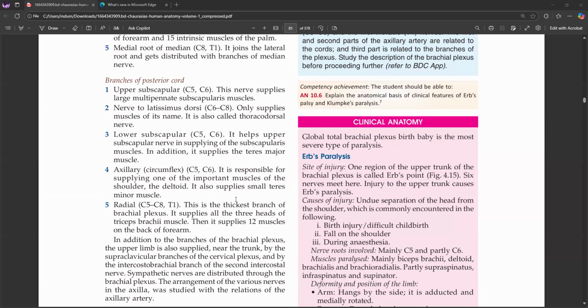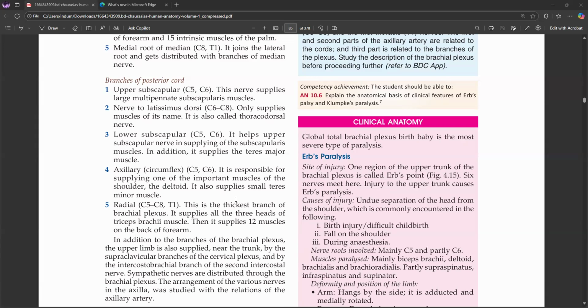Number 3, lower subscapular, C5, C6. It helps upper subscapular nerve in supplying of the subscapularis muscles. In addition, it supplies the teres major muscle. Number 4, axillary circumflex, C5, C6. It is responsible for supplying one of the most important muscles of a shoulder, the deltoid. It also supplies small teres minor muscle.